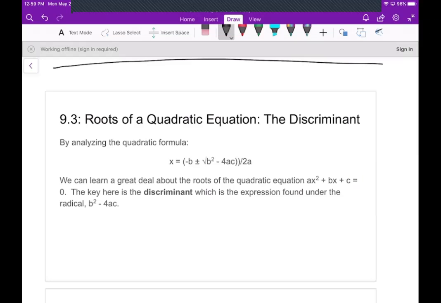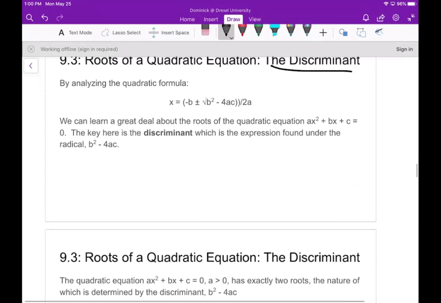Okay, guys, welcome. Today we're going to talk about roots of a quadratic equation, and specifically how we can identify what type of roots and how many of those roots we're going to have by using what's called the discriminant.